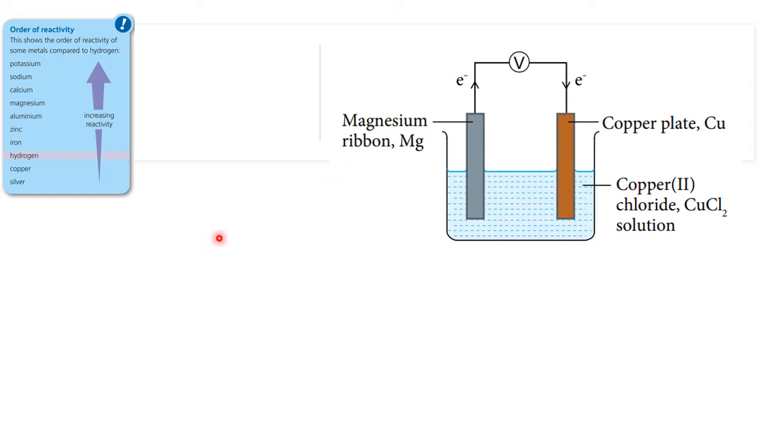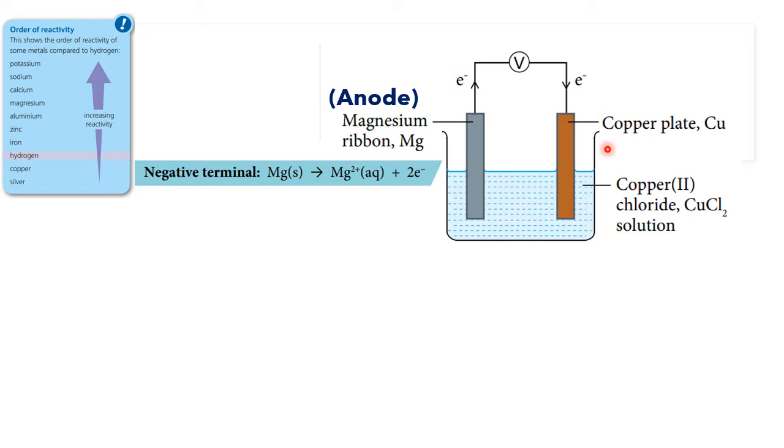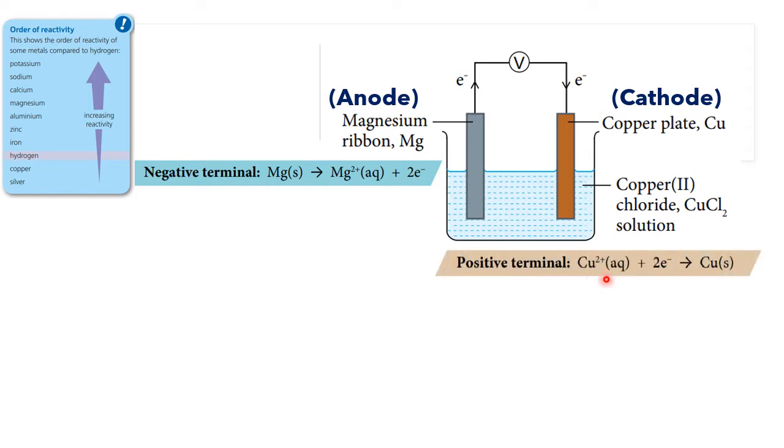Now the negative terminal is known as anode in the chemical cell, while the positive terminal is known as cathode in the chemical cell. So this is what happens at the negative terminal, which is the anode. There's always an oxidation reaction at the negative terminal or anode. Therefore, magnesium metal will release electrons to become magnesium 2+ ion. While for the cathode, which is the positive terminal, copper will receive electrons. Copper ion will receive electrons to become copper metal.